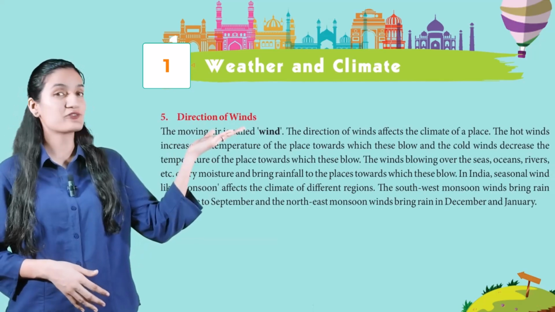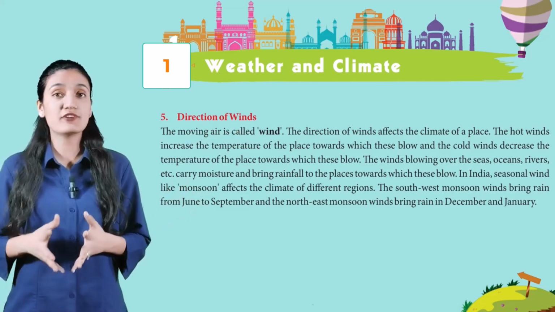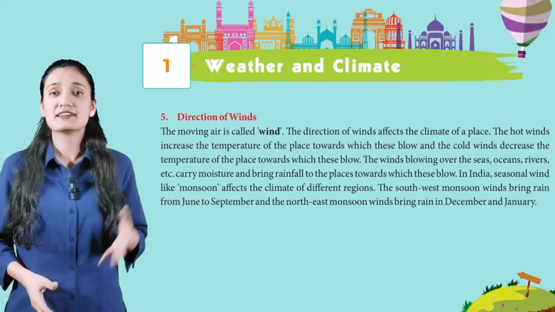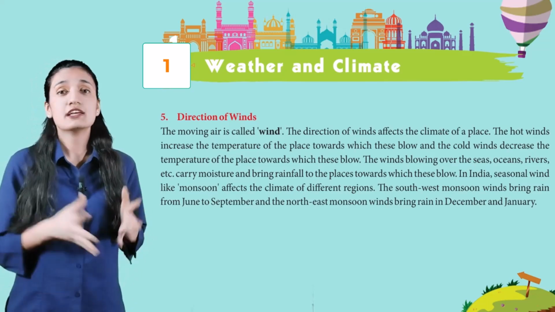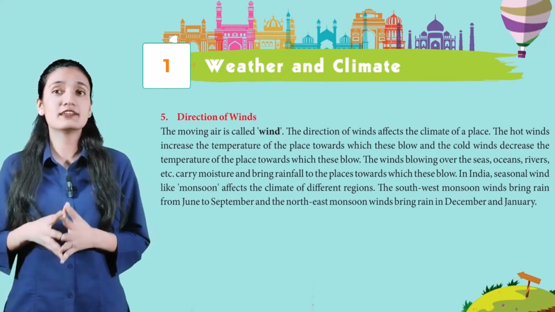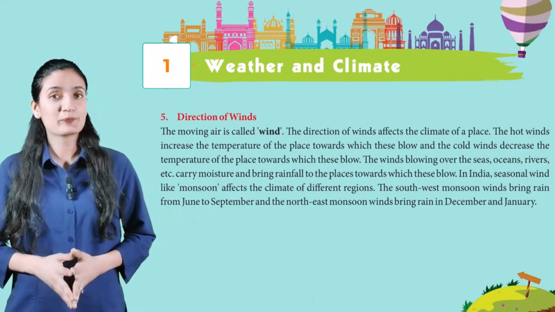Now, directions of wind. The moving air is called wind. The direction of winds affects the climate of a place. The hot winds increase the temperature of the place towards which these blow, and the cold wind decreases the temperature of the place towards which these blow.